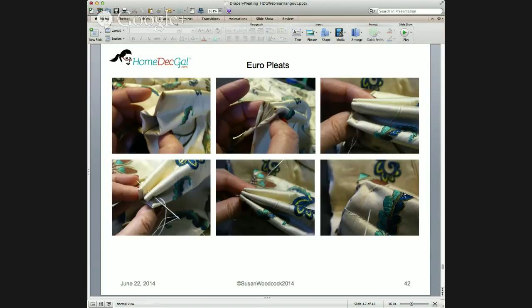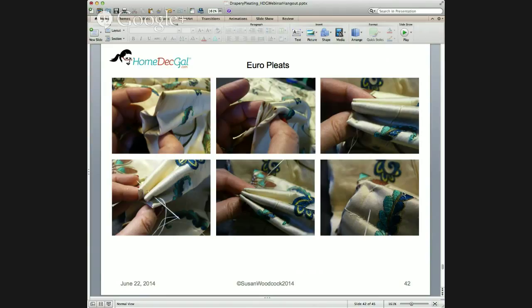And then Euro pleats. Euro pleats are extremely popular. Look in any decorating magazine, and it's Euro pleats on pole rods everywhere. And even cafe curtains are pretty with Euro pleats.